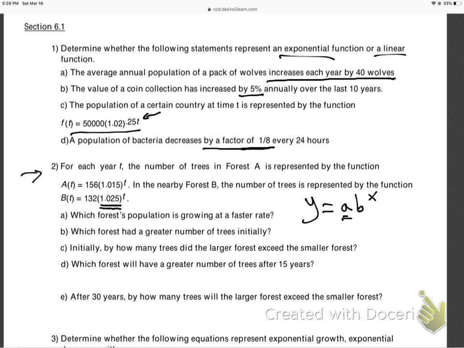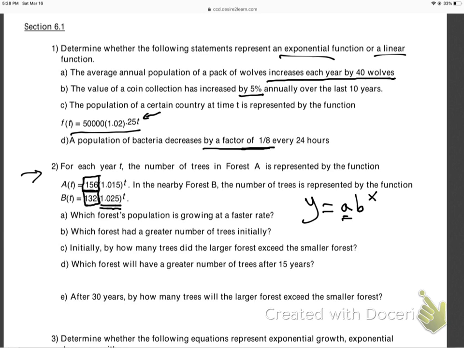Which has the greater number of trees initially? This would be A, because it's right there. That's got 156 trees over 132 trees. Okay, initially by how many trees did the larger forest exceed the smaller? Well, that is just 24 trees. That's all that is. That's the difference between those two numbers.